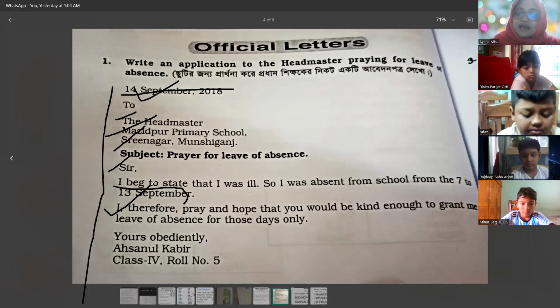যা ইচ্ছা তাই লেখো, মানে মনে করো যে আকাশে বাতাসে, whatever you can write, but I therefore pray and hope that you would be kind enough. এই লাইন লেখার পর just write all the things. বুঝা গেছে? So this is the basic rules of application.